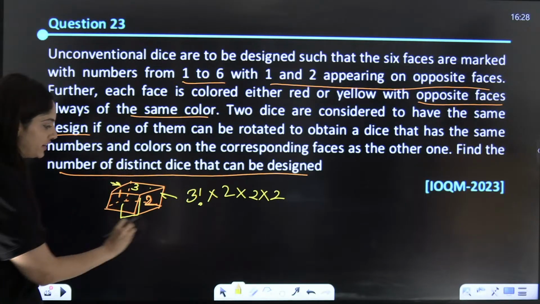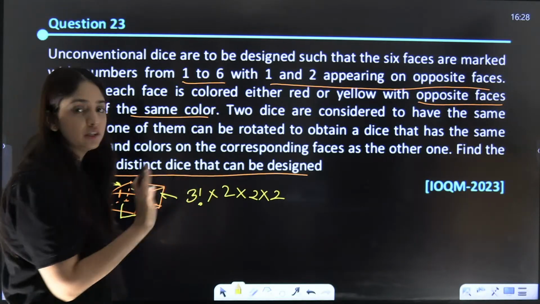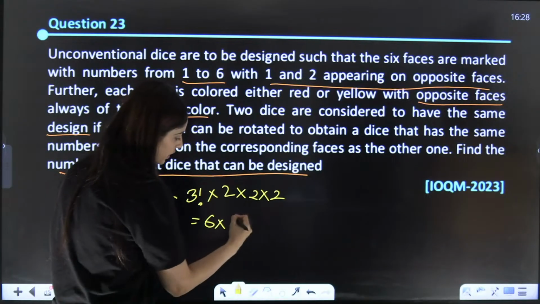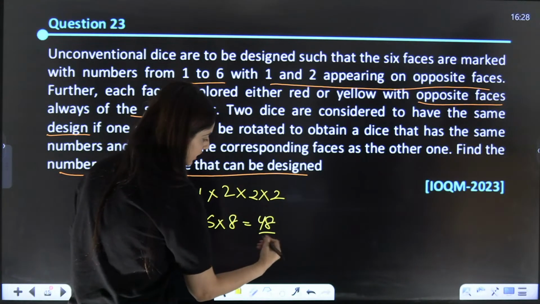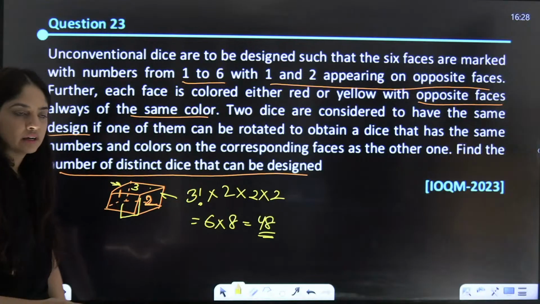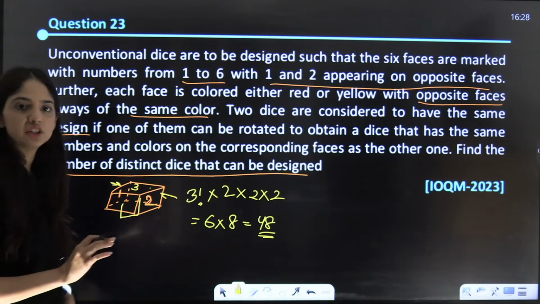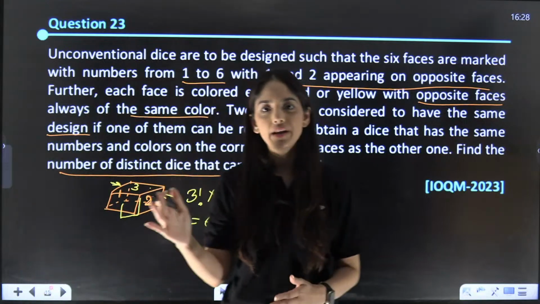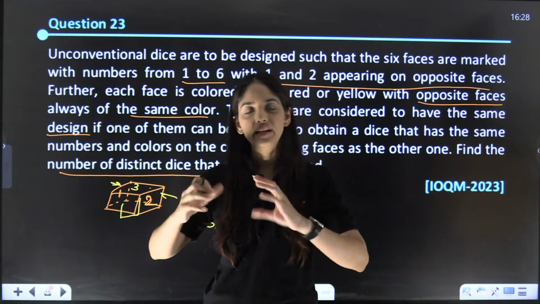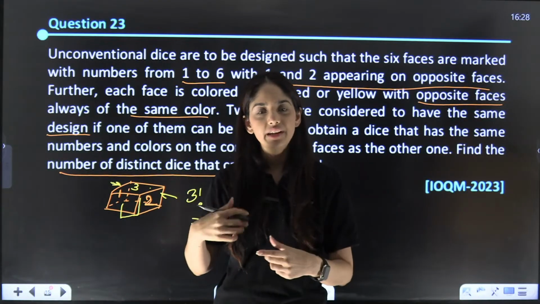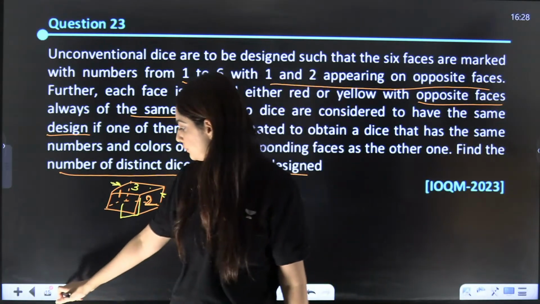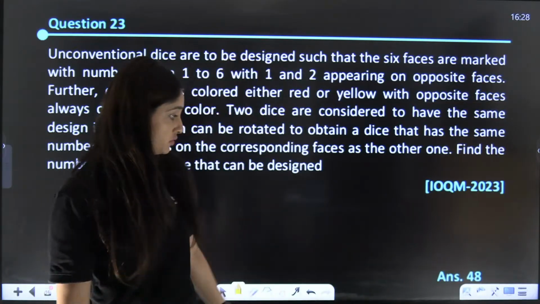So first you fix the numbers here and then you color the dice. So this comes out to be 6 into 8, 48. Okay. So this is just like circular arrangement, even though it's a cube, but if you fix 1 here and 2 here, then you can just rotate the dice to get the same arrangement. So it is like a circular arrangement. Okay. The answer is 48.